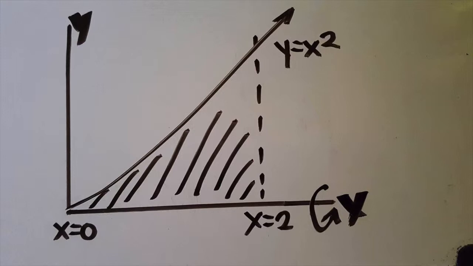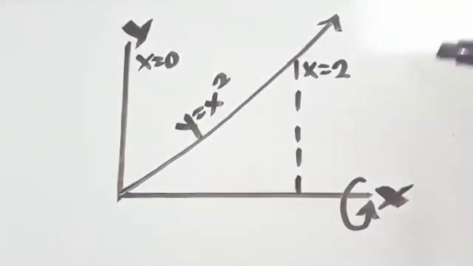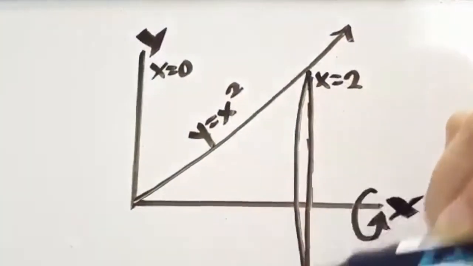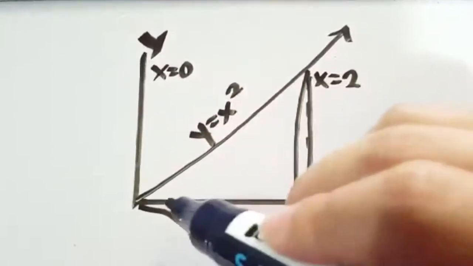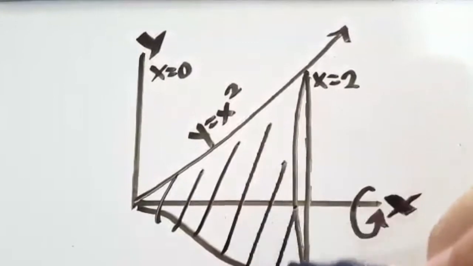Next is to take note of the axis of revolution, basically a line which will help us determine how the given function will revolve about. We then rotate this curve about the given axis, in this case, the x-axis, to get the surface of the solid of revolution. This is basically the shape of the volume we'll be looking for.